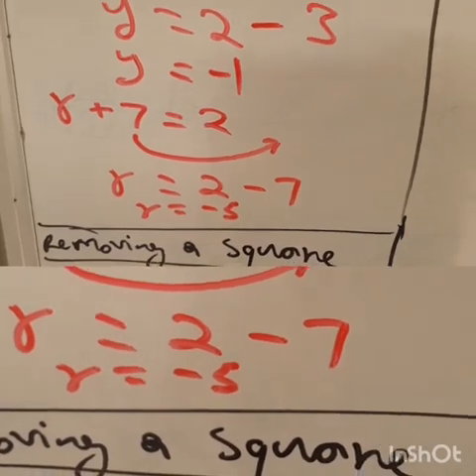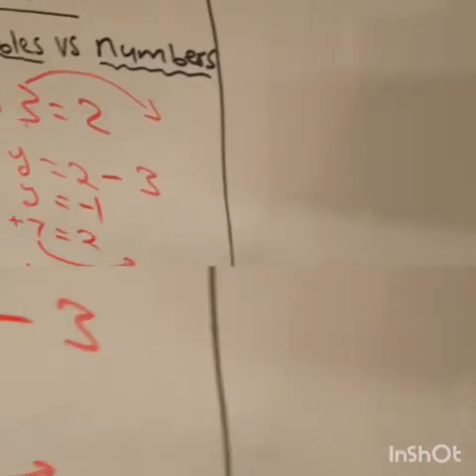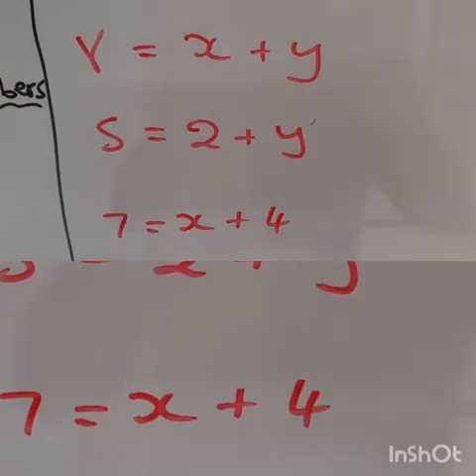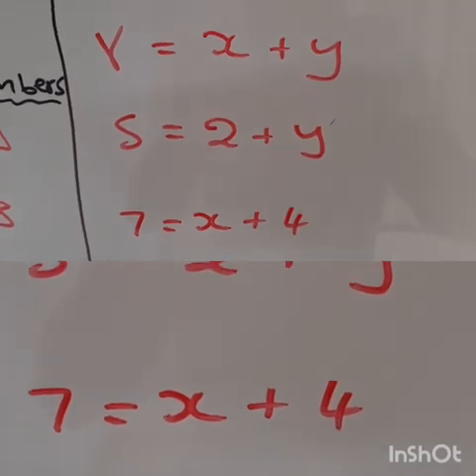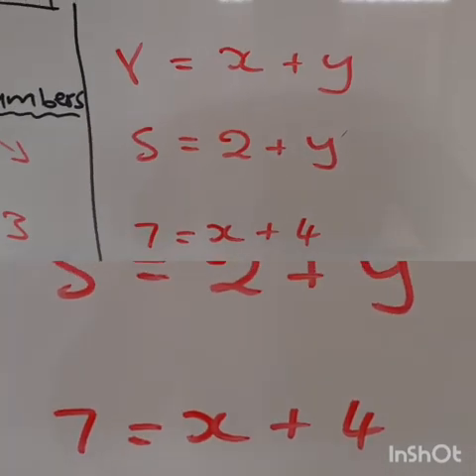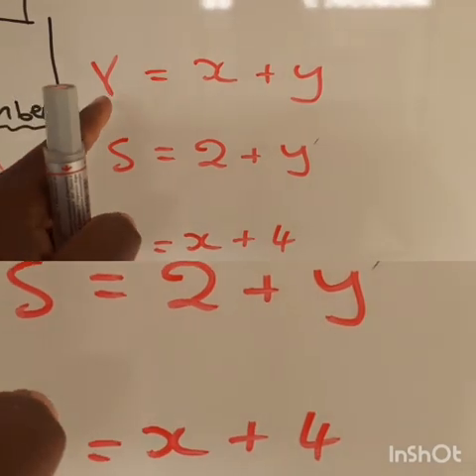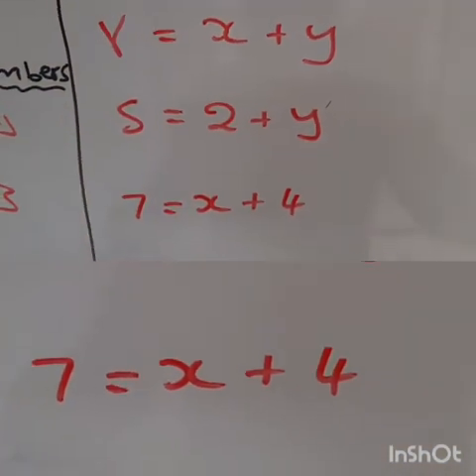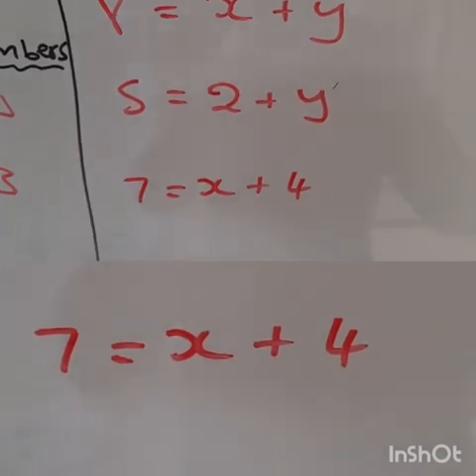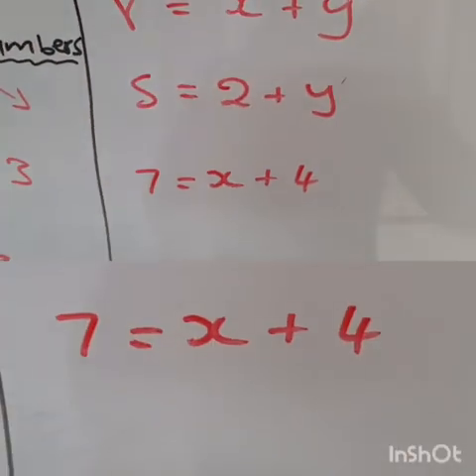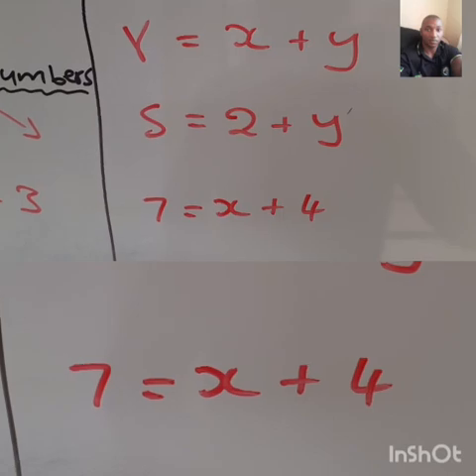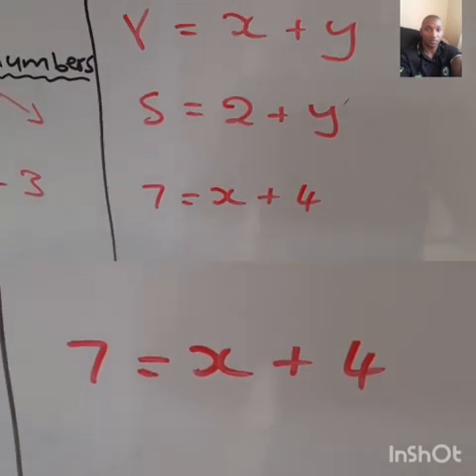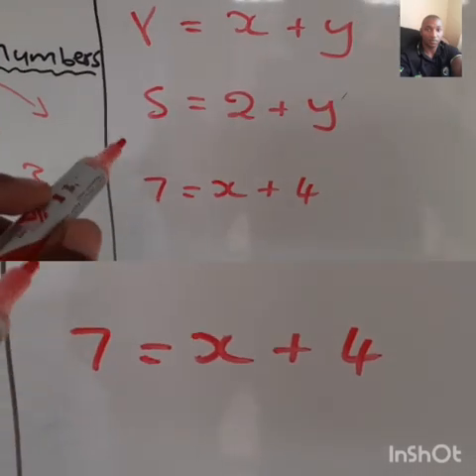Okay, let me give the last examples. I'm going to give the last 2 examples of transposing. Now I'm using the alphabets R, X, and Y, which is normally what we find in our Pythagoras theorem, but you can actually use any other variable or alphabet.